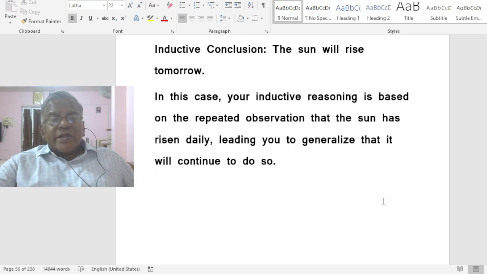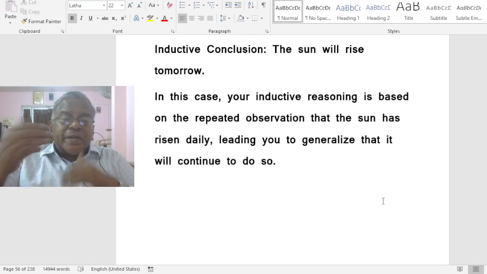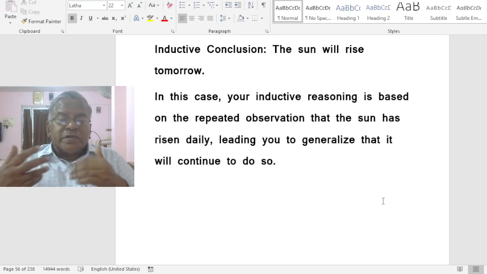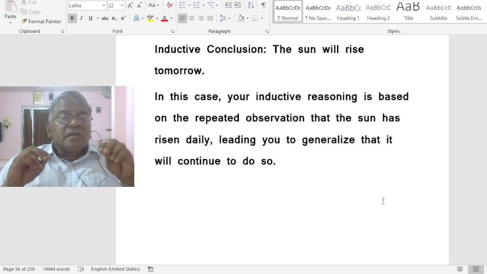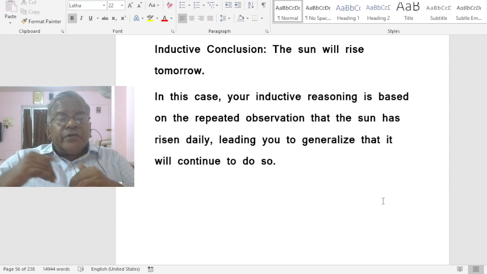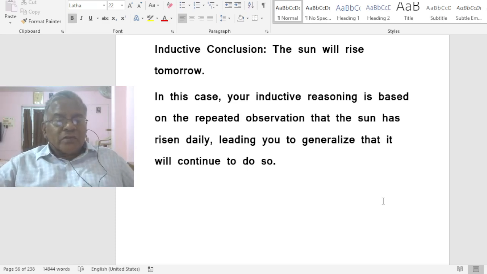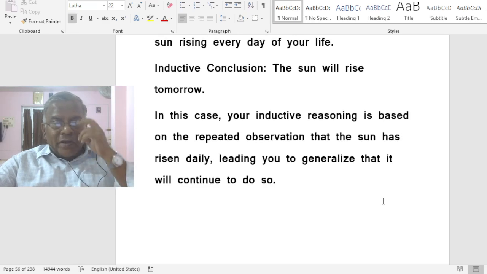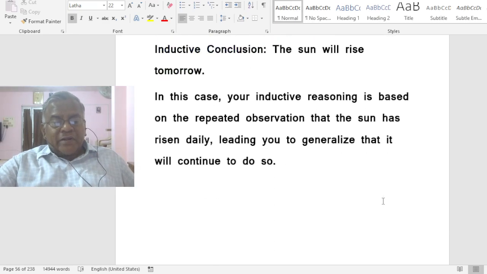In this case, your inductive reasoning is based on the repeated observation that the sun has risen daily, leading you to generalize that it will continue to do so in future. So this is how an inductive conclusion is made.